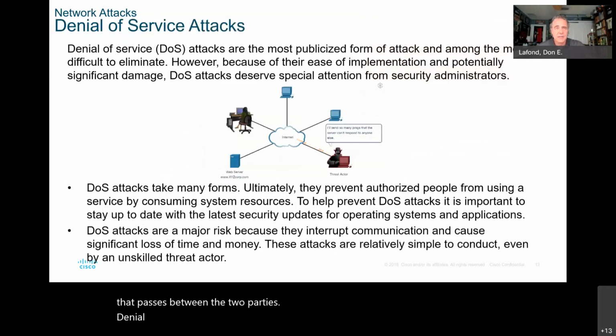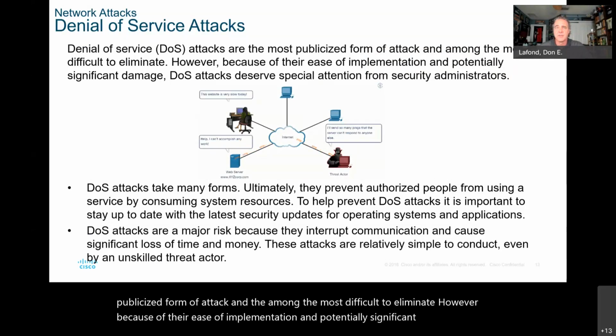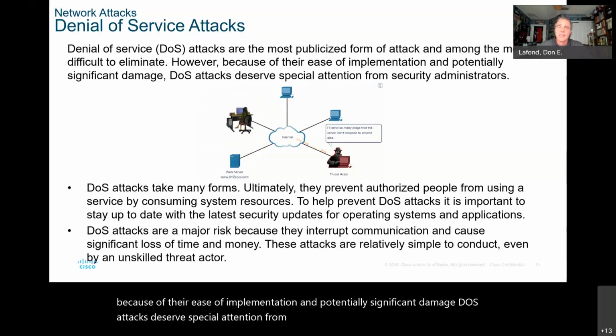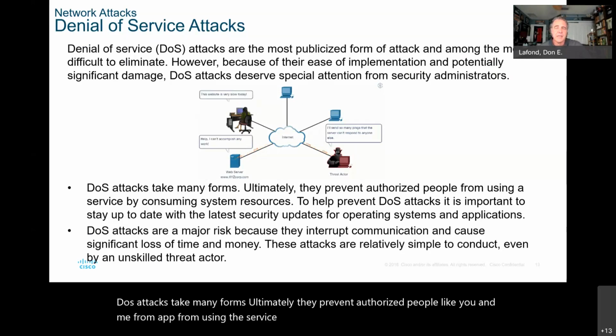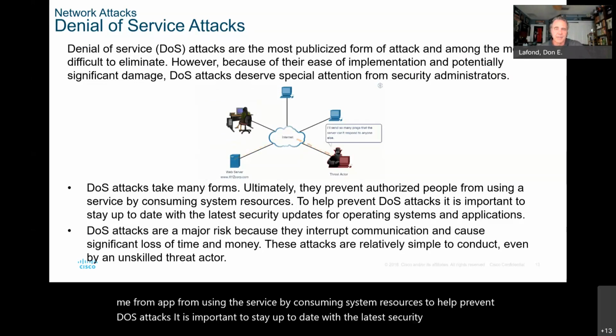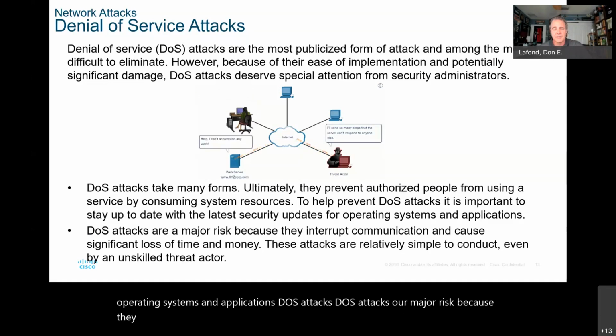Denial of service attacks. Denial of service attacks, DOS attacks, are the most publicized form of attack and among the most difficult to eliminate. However, because of their ease of implementation and potentially significant damage, DOS attacks deserve special attention from security administrators. DOS attacks take many forms. Ultimately, they prevent authorized people, like you and me, from using a service by consuming system resources. To help prevent DOS attacks, it is important to stay up to date with the latest security updates for operating systems and applications. DOS attacks are a major risk because they interrupt communication and cause significant loss of time and money. These attacks are relatively simple to conduct, even by an unskilled threat actor.